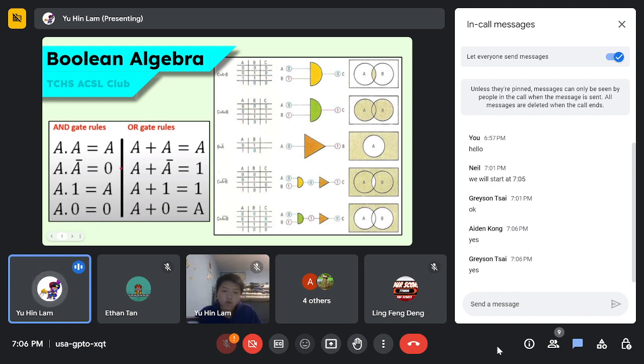Just like I said before, I'll try to teach two lessons today since we're a little behind on schedule. So our first one would be Boolean algebra.